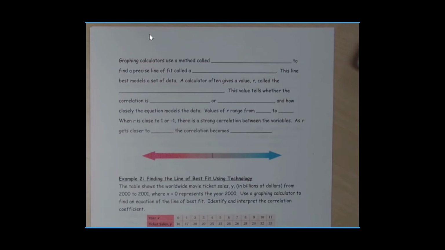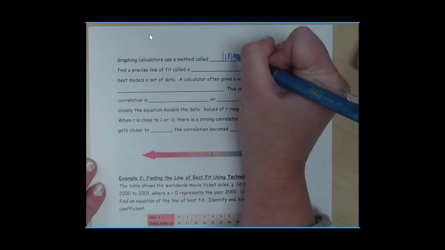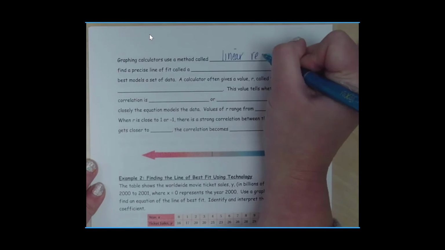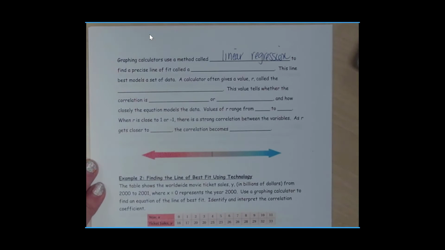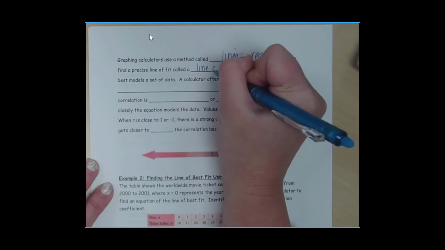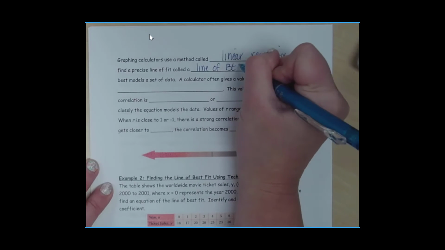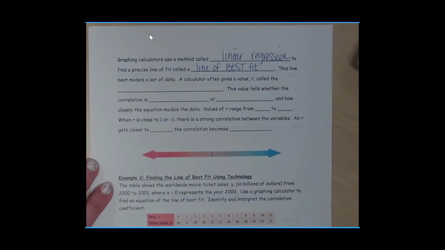Now, one of the things that we can use is a graphing calculator. So this is more of an FYI kind of piece. We're going to go ahead and take a little look at this one. So graphing calculators use a method called linear regression to find a precise line of fit called line of best fit. Now this line models a set of data.